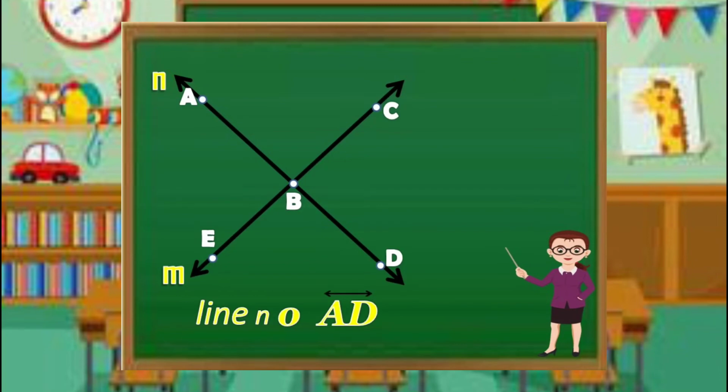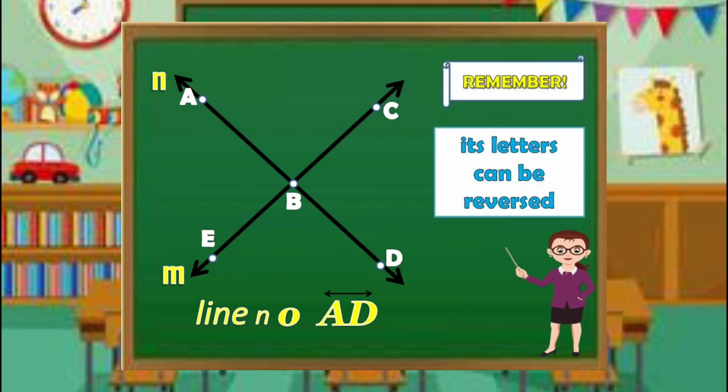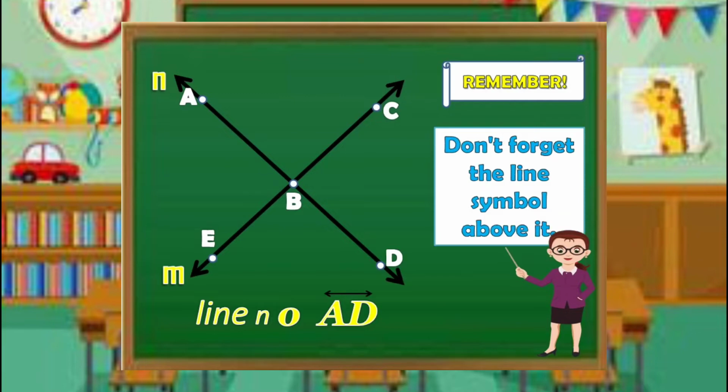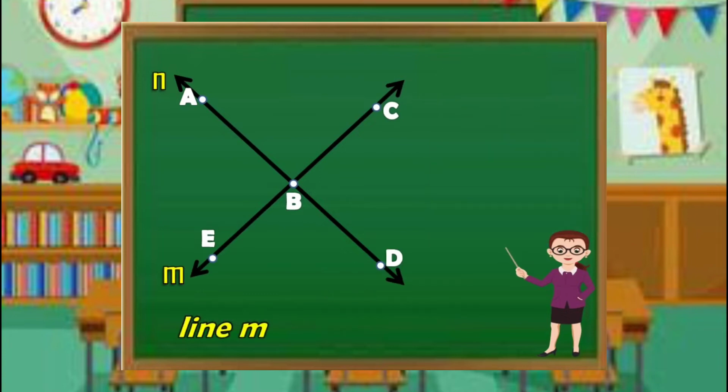Put a line symbol above the letters. Always remember that the letters can be reversed, so it can be called line DA. Don't forget the line symbol above it. For another example, it can be called and written line M. In addition, the letters at both ends can also be used, so it is also correct to call this line EC. Letters can be reversed and called line CE. Put a symbol above to show what it refers to.